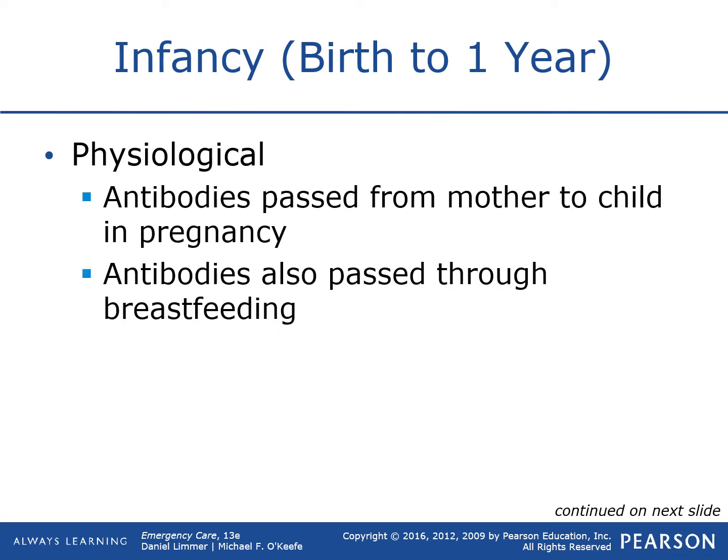When infants are born, they have some antibodies inside of them that have been passed from the mother's immune system to them. They also get more of those through breastfeeding. This helps give us a buffer between womb and real life, where they get to develop their own antibodies. So this gives them a little bit of protection until their own immune system can kick in and form some antibodies.